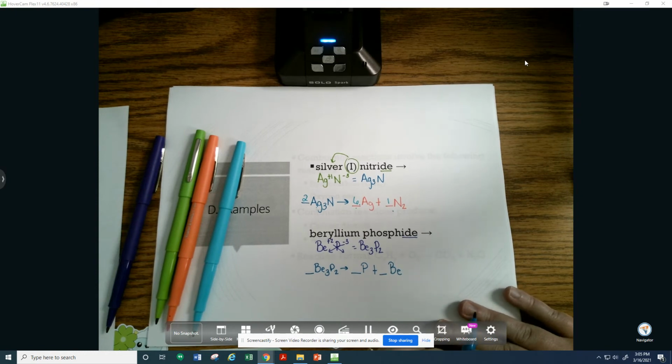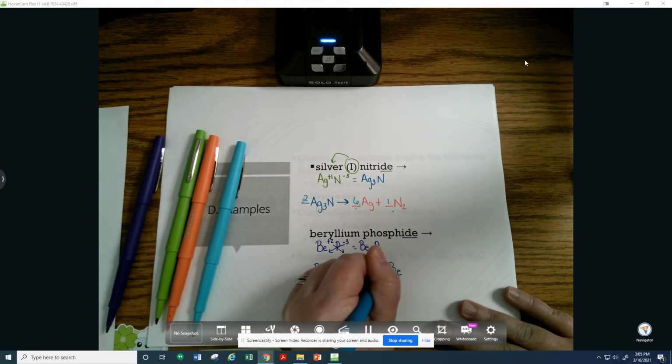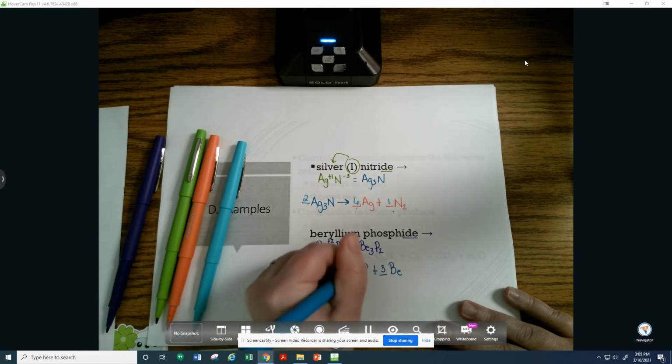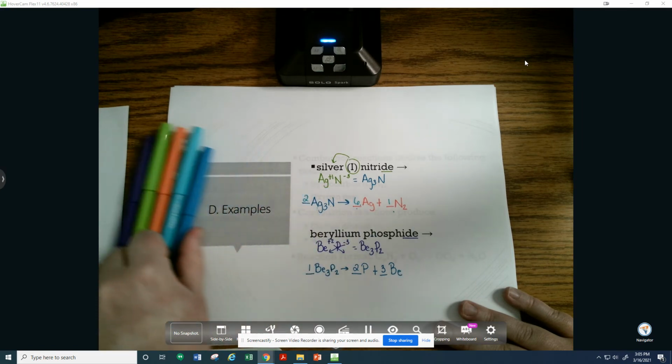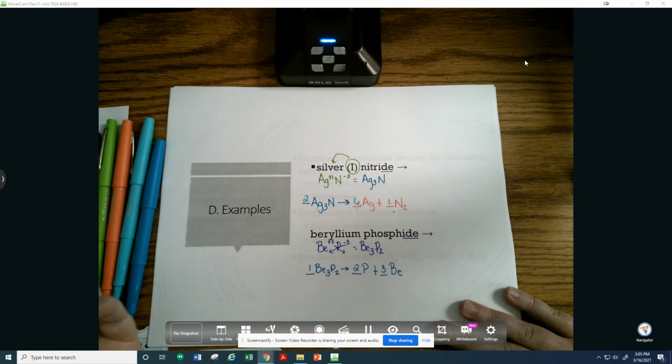Now we're just at the point of balancing. Beryllium is going to need a 3 on the product side. Phosphorus will need a 2 on the product side. And we're going to keep a 1 on the reactant side. And we are done.